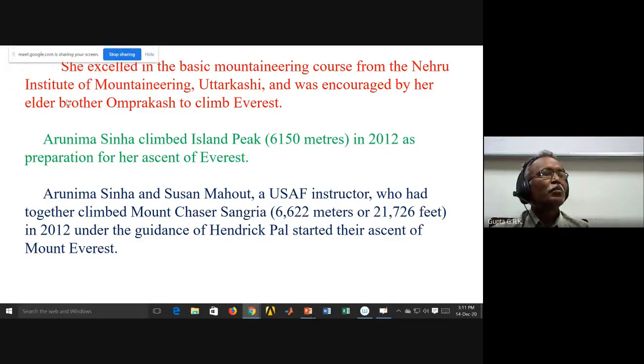She excelled in the basic mountaineering course from the Nehru Institute of Mountaineering, Uttarkashi, and was encouraged by her elder brother, Om Prakash, to climb Everest. Arunima Sinha climbed Island Peak, 6,150 meters, in 2012 as preparation for her ascent to Everest. She and Susan Mahot, an ESF instructor, had together climbed Mount Chadar Singaria, 6,622 meters, in 2012. Under the guidance of Hendrik Paul, they started their ascent of Mount Everest.